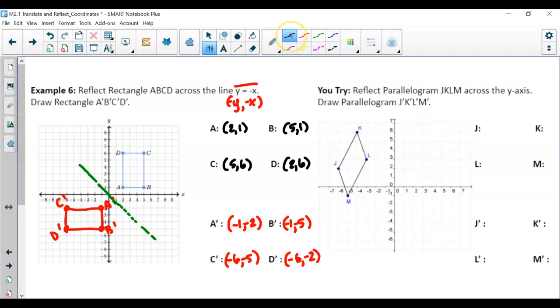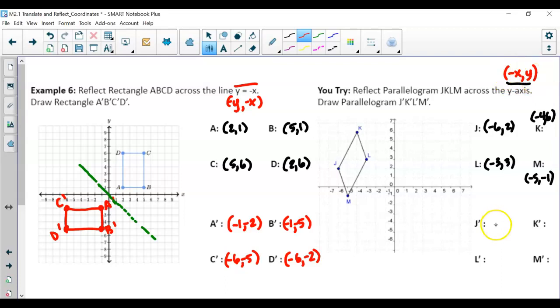And here we go. So identifying our coordinates for JKLM, our parallelogram, here we're at -6, 2, -4, 6, -3, 3, and -5, -1. Now we are reflecting over the y-axis, so the rule is we change the sign of the x-coordinate.